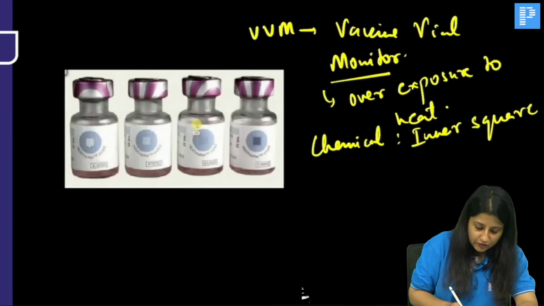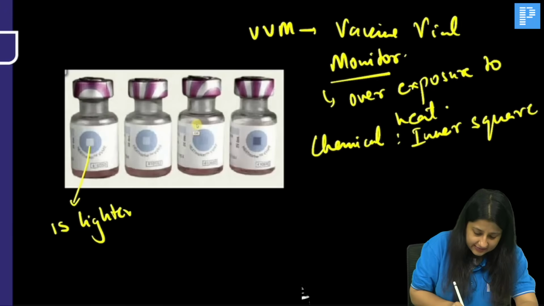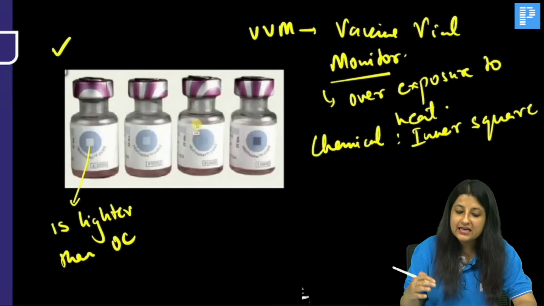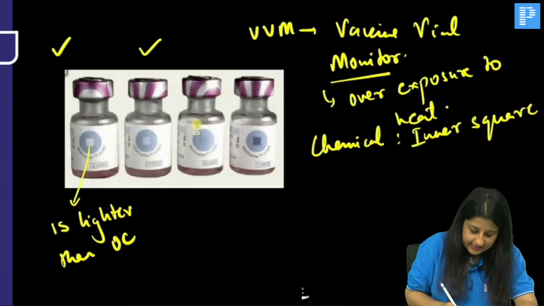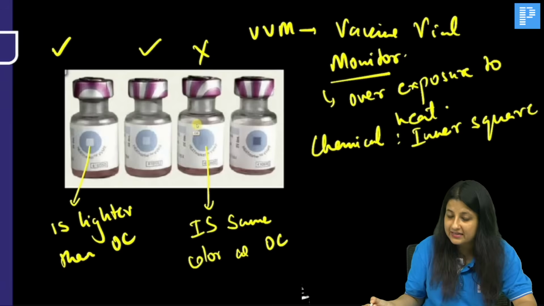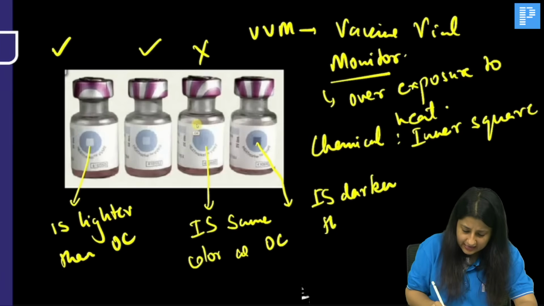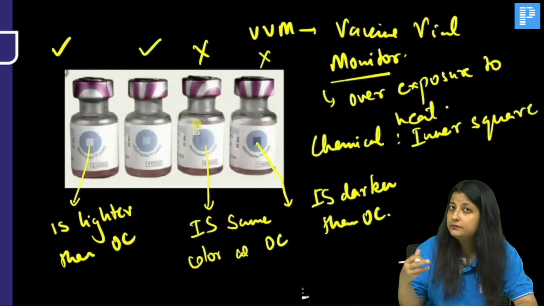Now the first situation, you will always compare the inner square to the outer circle. Inner square lighter than the outer circle, what will you do? Use the vial. Inner square starts to change color but is still lighter than the outer circle, use the vial, ठीक है? But if the inner square is the same color as the outer circle, you are going to discard. Inner square darker than the outer circle, what will you do? You will discard.